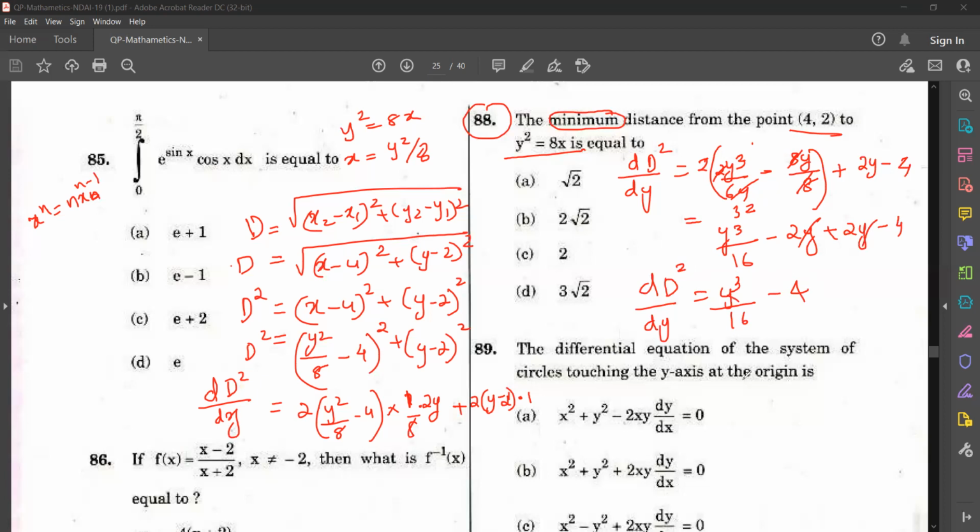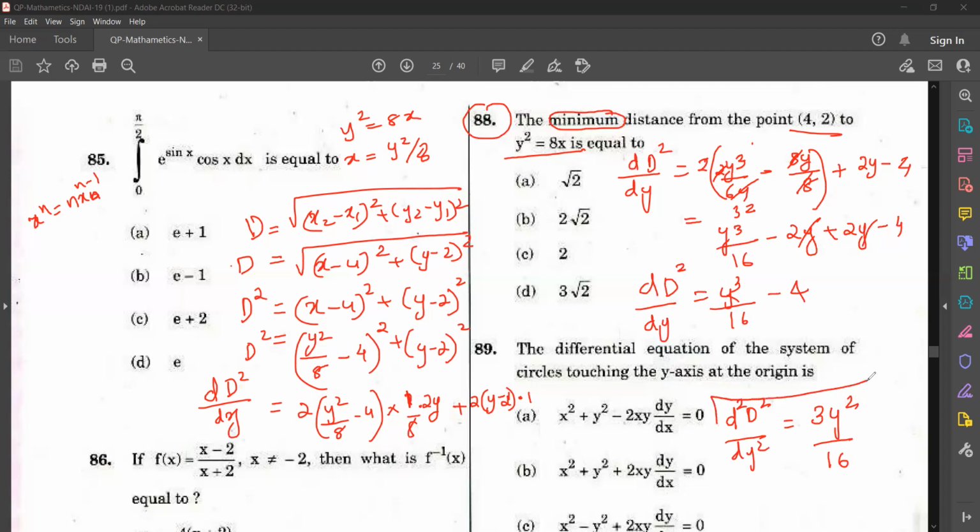Now again take the derivative, the second derivative. So d square by dy square is equal to what? The derivative is 3y square by 16, isn't it? Minus the derivative of 4, which is 0. Now, how would you find the point of minima? For finding the point of minima, what do you understand?